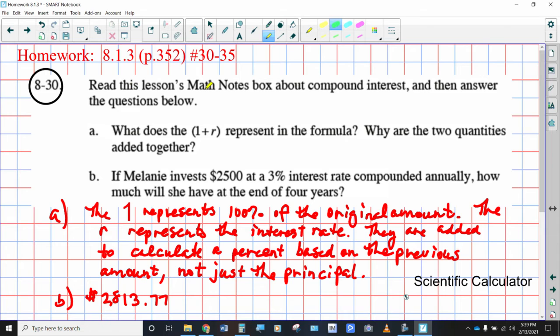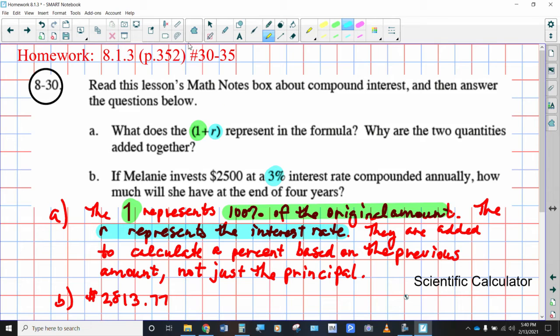All right, read this lesson's math notes we just did, and then answer the questions below. What does the 1 plus r in the formula represent? Why are the two quantities added together? Okay, so the 1 right here represents 100% of the original amount. And the r, this part right here, represents the interest rate. So in a situation like this, the interest rate is 3%, so the quantity inside the parentheses would be 1.03. That means that the new amount is going to be 103% of the original, right? 100 is the original, 3 is the amount of growth or the interest rate, the amount is growing.